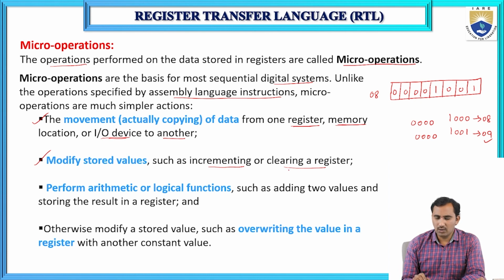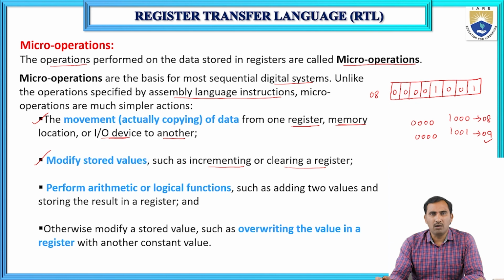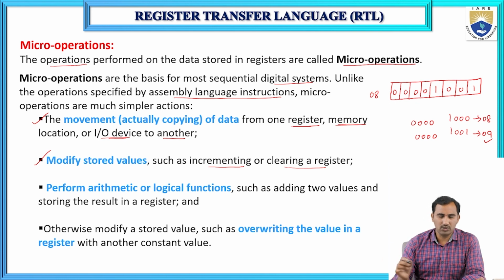Also, clearing the register: if you clear the register, then the register contents become all zeros. These operations modify the stored value. If you perform an increment operation, the value stored in the register gets modified. That's why these are modify stored value operations.